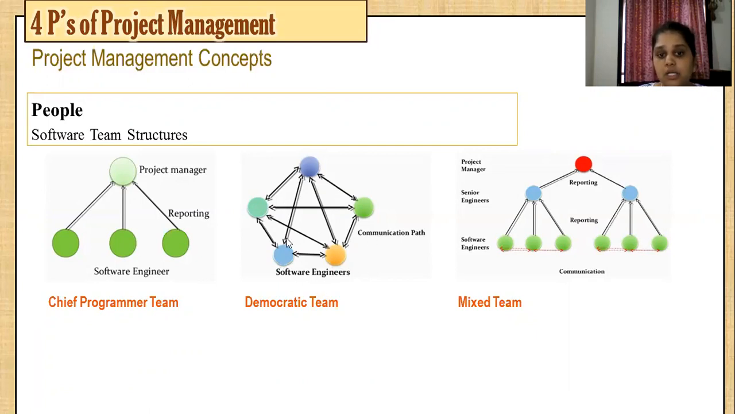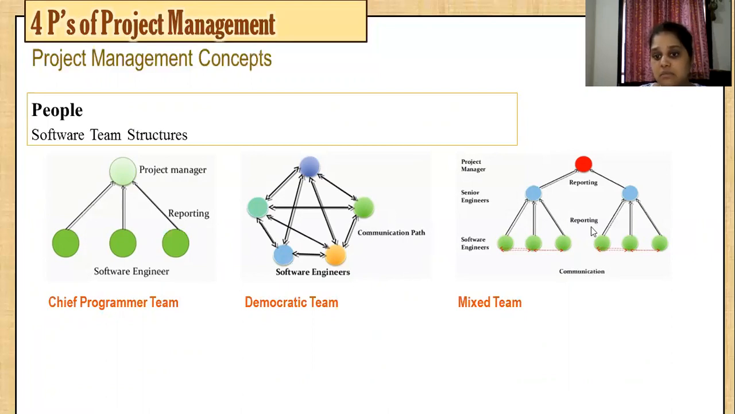Next is a democratic team. In a democratic team, you have each and every software guy communicating with every other developer. So this is a better way. It is like a meshed topology. Here every member is communicating with every other team member. So this is actually a very good way of development. You can help each other well. You can share your problems. You can share your ideas or innovations, and together you can work for a common goal.